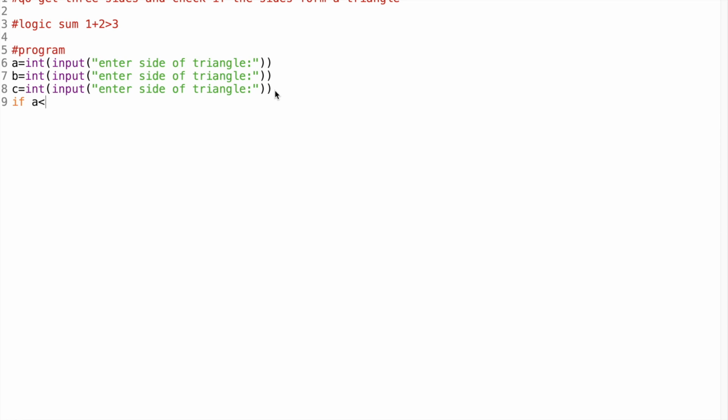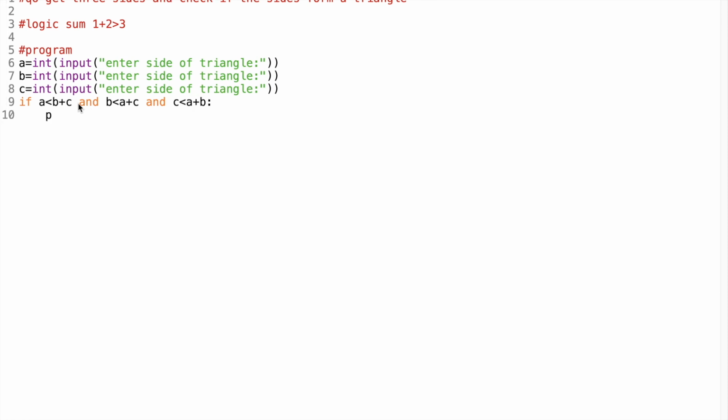If A is less than B plus C, so we are checking if the sum of two sides is greater than the third side, and B less than A plus C, and C less than A plus B, then print yes, a triangle is formed, else print triangle is not possible.